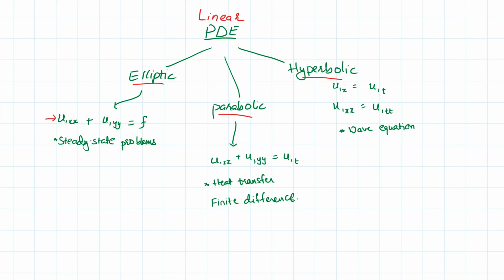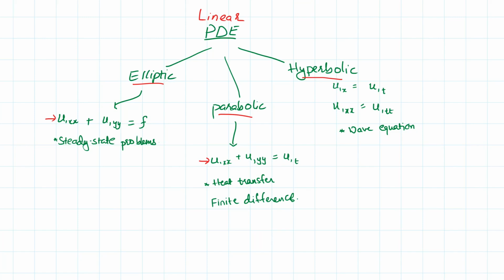A parabolic PDE has the form of this type, where you have second derivatives of the spatial coordinates that equal the first derivative with respect to time. Such problems are commonly found in heat transfer, as we have seen in our introduction lecture, and are commonly solved with a finite difference method numerically.